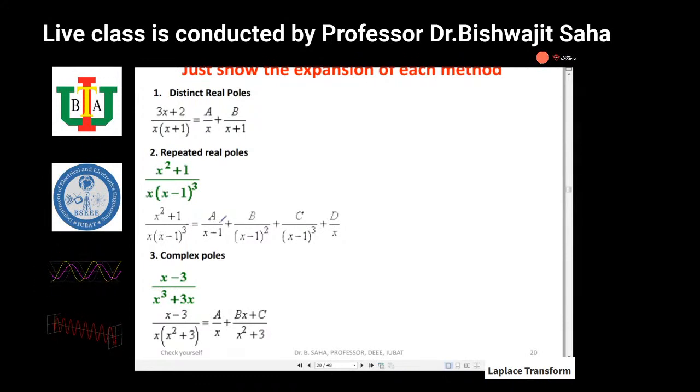Can you find the A and B values in the first problem? A and B values. Can you find them?